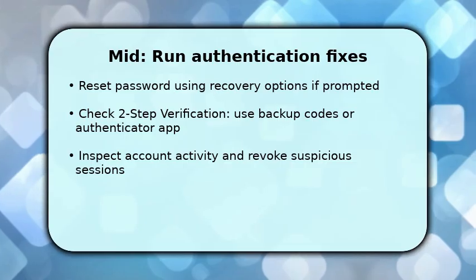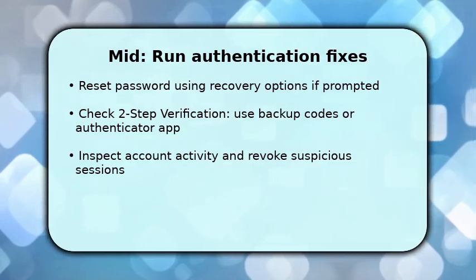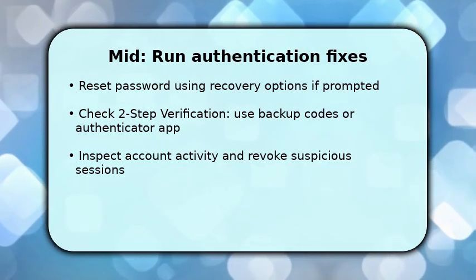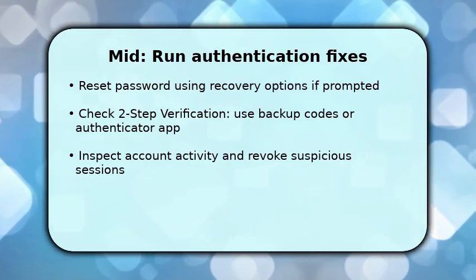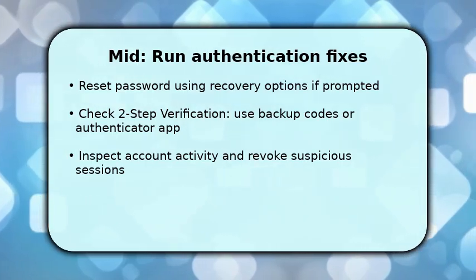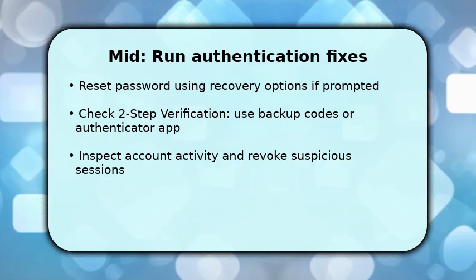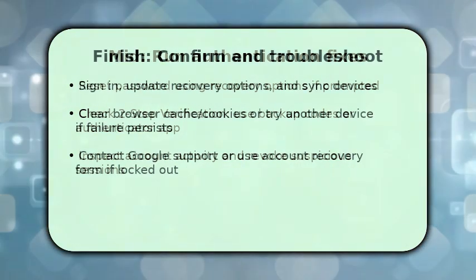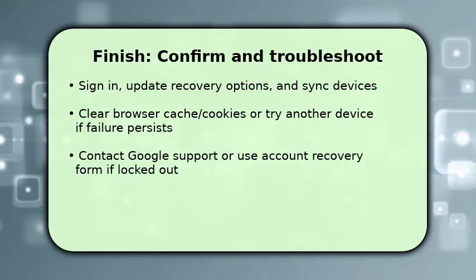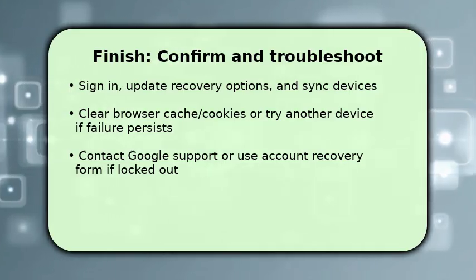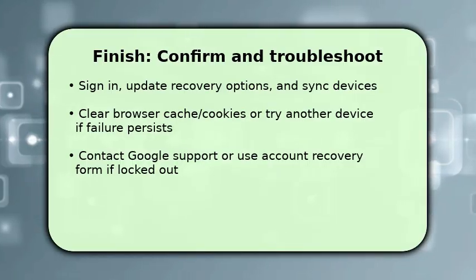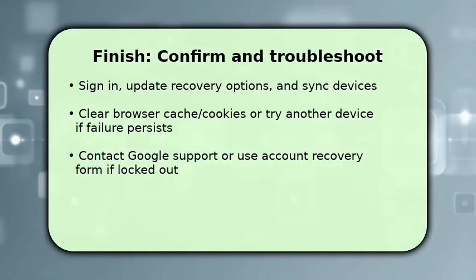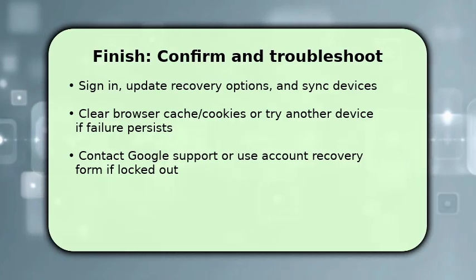Next, review recent account activity and immediately revoke unfamiliar sessions or app access. This blocks persistent sign-in failures caused by compromised tokens. If a password reset succeeds, update saved credentials in password managers. Finish by signing in and verifying that you can access core services. Then update recovery options, add a current phone and recovery email, and sync across devices so future logins are smoother.